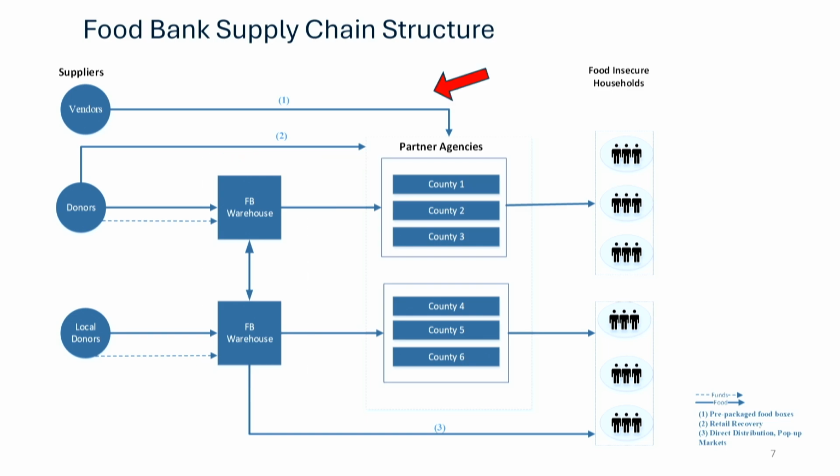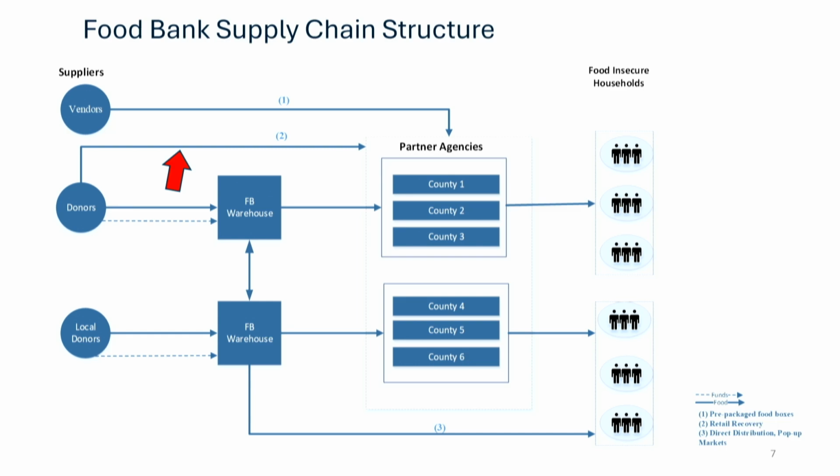Another way that food banks can distribute food is depicted by this flow here from vendors directly to the partner agencies. As an example, the Food Bank of Central and Eastern North Carolina contracted with a vendor to provide produce boxes directly to the partner agency. So that's another mechanism by which they can supplement the in-kind donations with more fresh, nutritious food.